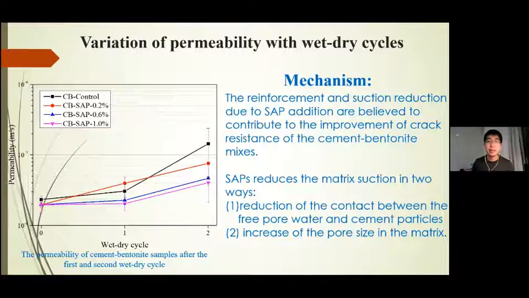The SAPs can reduce the matrix suction in 2 ways. The first, it can lead to the reduction of the contact between the free pore water and the cement particles. And second, it can increase the pore size in the matrix and thus decrease the matrix suction. This is the knowledge of unsaturated soil mechanics. If you're interested, you can look into that in more depth.